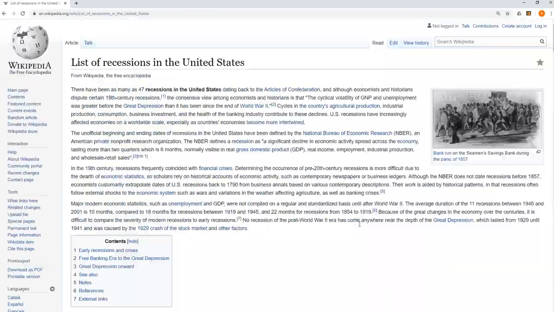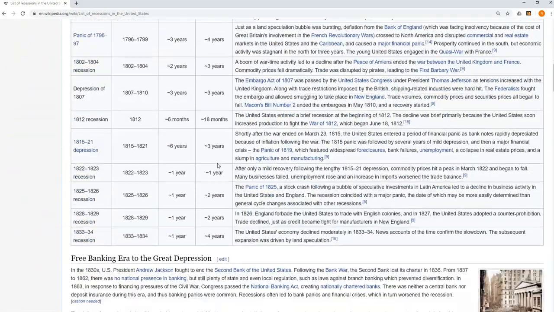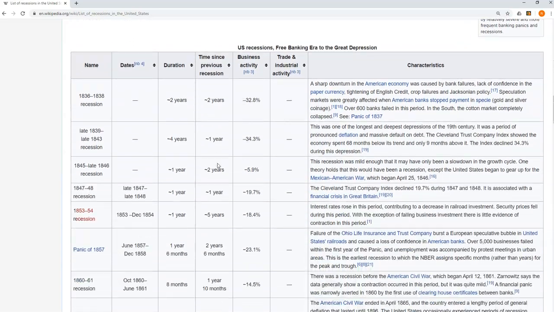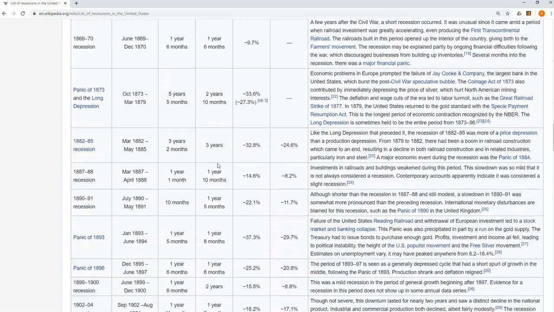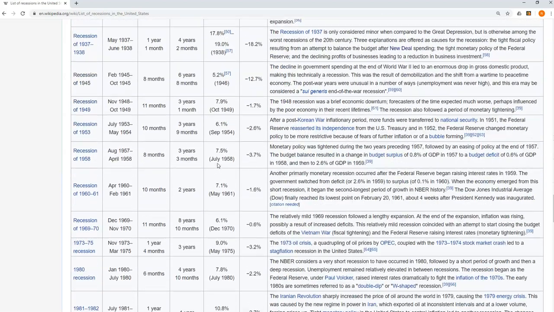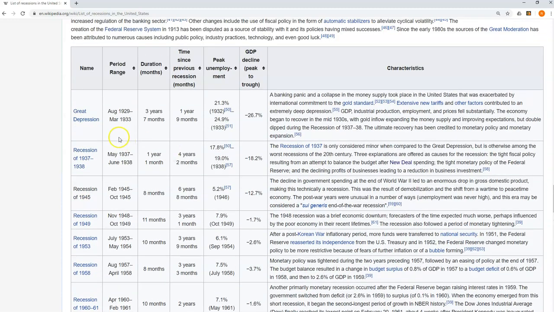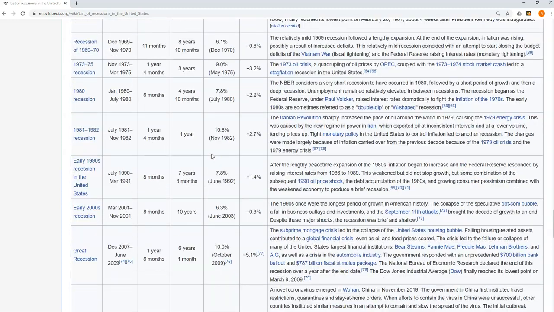To find this list, I just went to Google and I put recessions in the U.S. And there have been 47 recessions in the U.S. since we signed the Articles of Confederation. Here are some early recessions. This is some 1800s recessions. And this is the recessions in the 1900s, or where we are right now, the last 120 years or so.